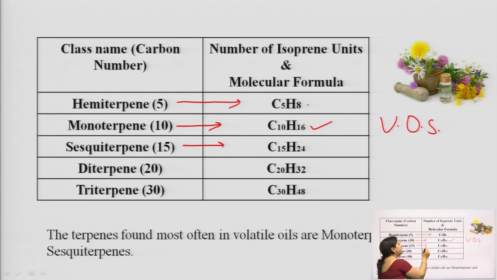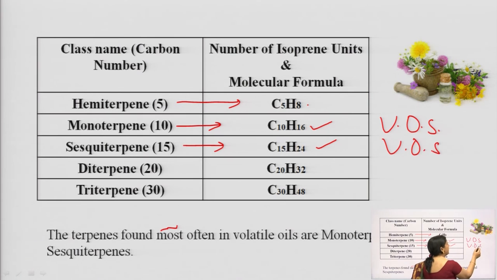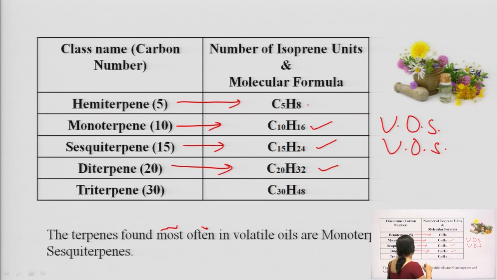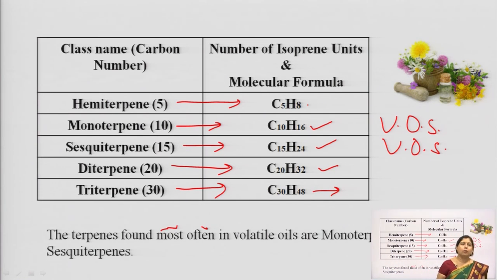Then if we have 3 isoprene units coming together, it becomes C15H24, and many of these are also present in the volatile oils. If 4 isoprene units come together, it becomes C20H32. If 6 isoprene units come together, it becomes C30H48, known as the triterpenes. So, we have hemiterpenes, monoterpenes, sesquiterpenes, diterpenes and triterpenes, out of which the monoterpenes and sesquiterpenes are a major category of compounds which exist as volatile oils.